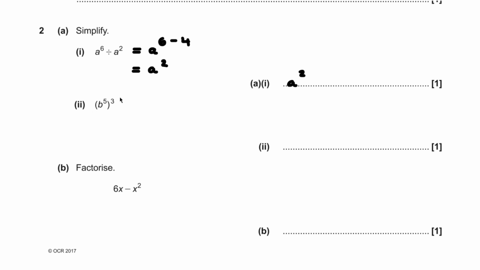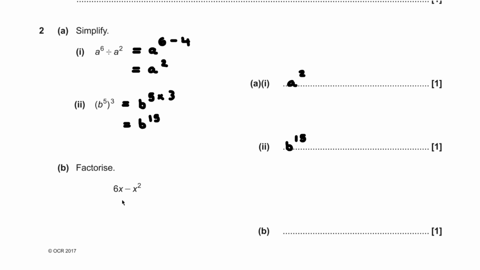For the next part, b to the 5 all cubed. Well, we have a base to an exponent to another exponent, so in this case we would have to multiply the powers. So we would have b to the 5 multiplied by 3, leaving us with b to the 15. So we have b to the 15.